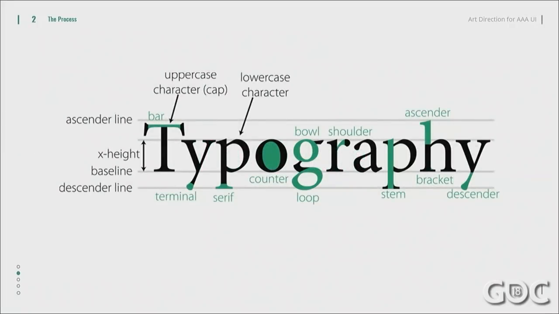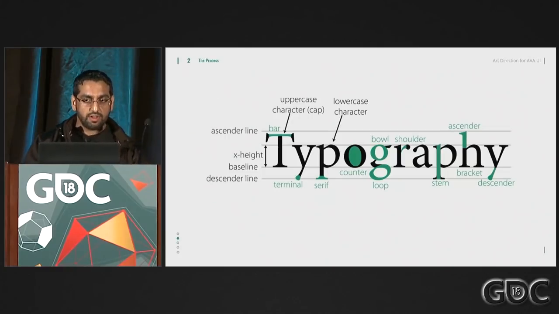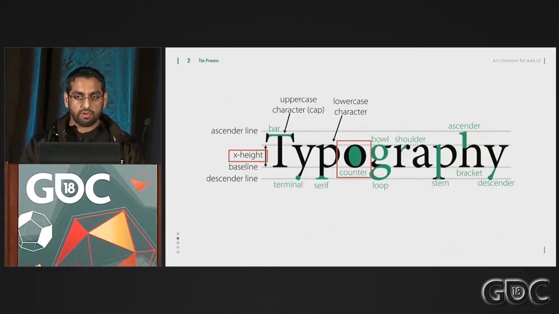So there's a lot of information which goes into designing a font, but the main thing that we're concerned with is the X height. And that's this area here. It's actually the height of an X. And also the counter, which is kind of like the opening within letters like O, P, B.